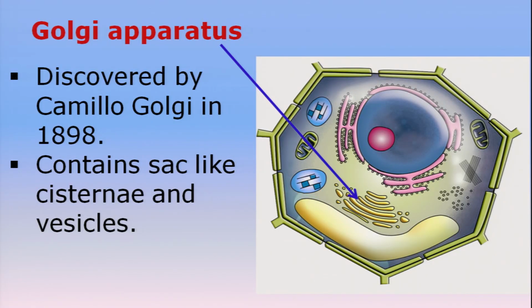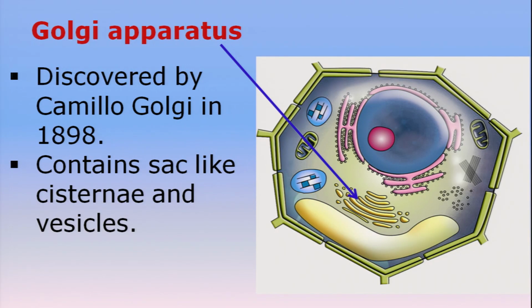This organelle consists of sac-like, flattened, pouch-like structures called cisternae, and vesicles. These sac-like structures, or cisternae, are always arranged parallel to each other. And Golgi apparatus is always present next to endoplasmic reticulum, as they both work together.